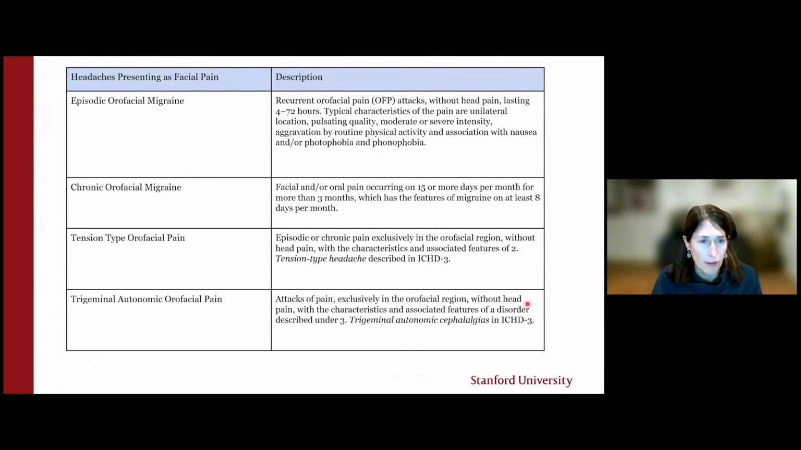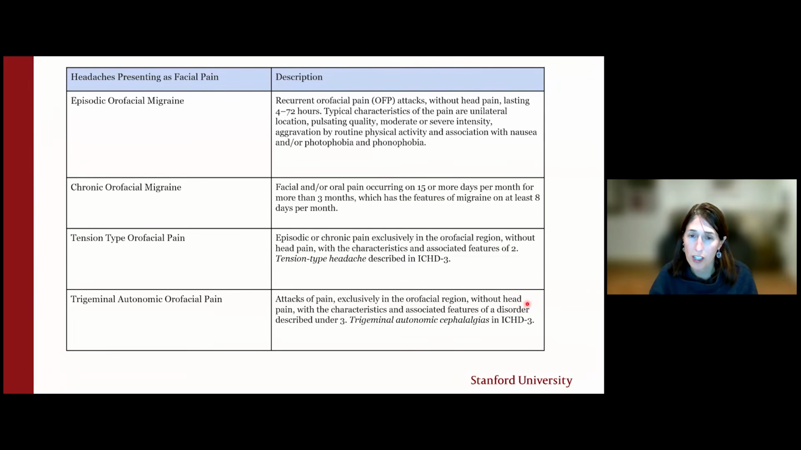All right, so moving on, I wanted to bring to your attention that there are some headaches that can masquerade as facial pain. There are patients who can have migraine that only occurs in the face. You don't feel it up here, but you feel it in your cheek or your ear or your jaw, or just your eye. And typically these patients have a lot of the features of migraine.